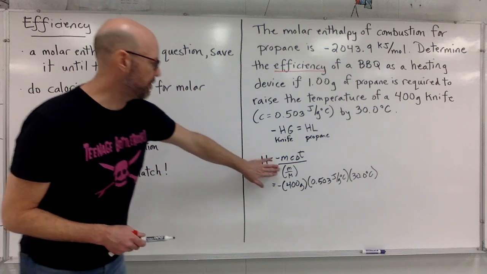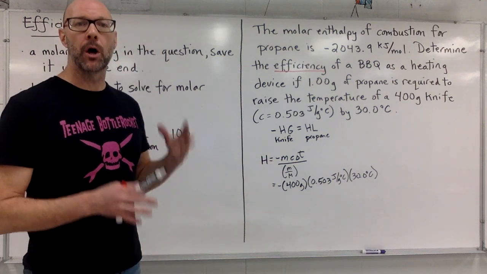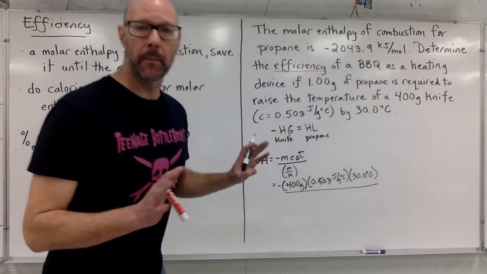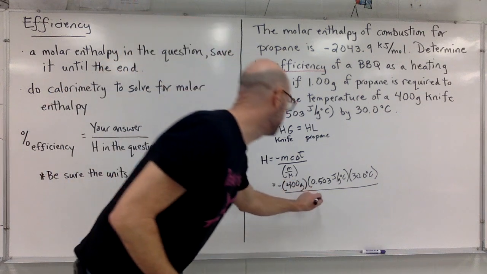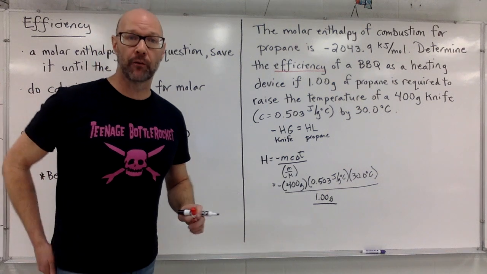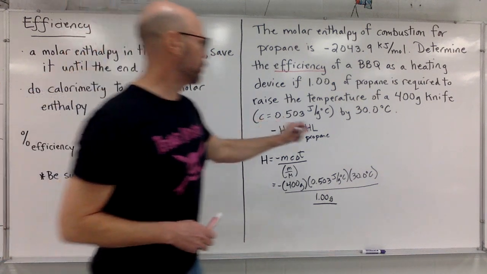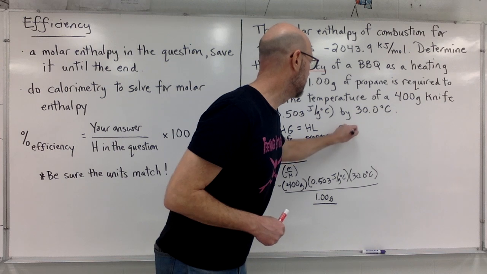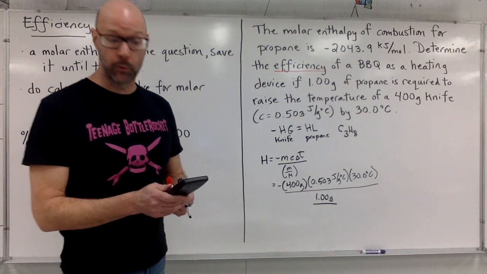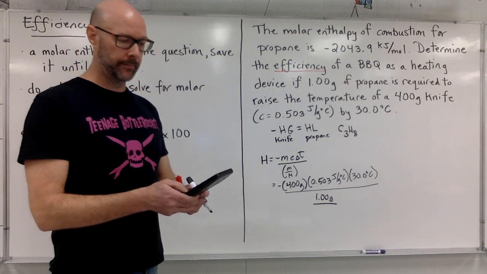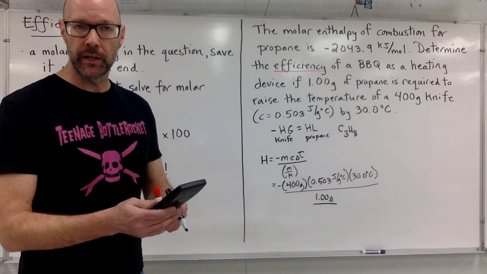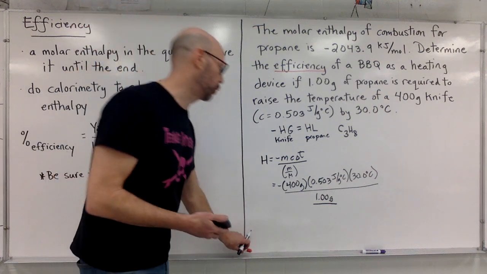In the denominator, we have mass over molar mass. That's coming from the propane. So this is going to be divided by the mass of the propane, 1 gram, over the molar mass of propane. Let's figure it out. The formula for propane is C3H8. I have my calculator handy. We're not in a rush. That's 3 carbons plus 8 hydrogens. It's 44.11, the molar mass of propane.